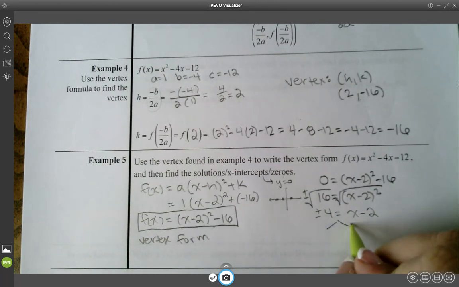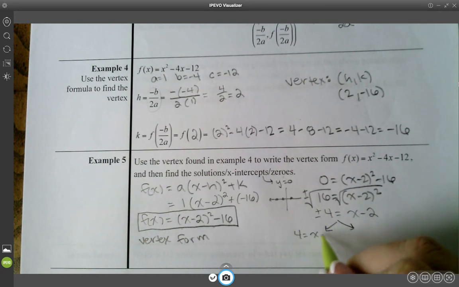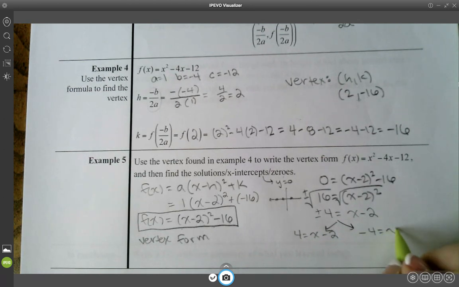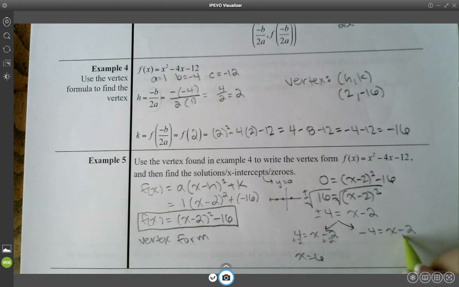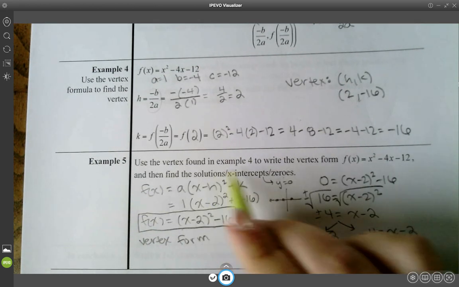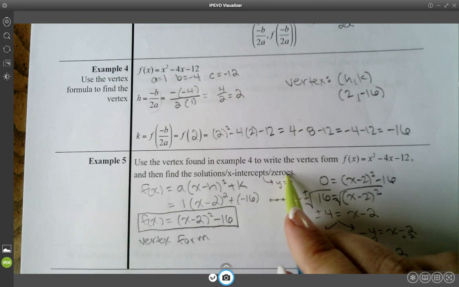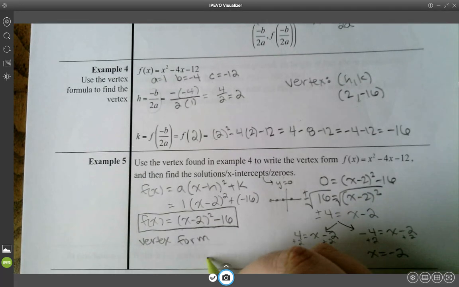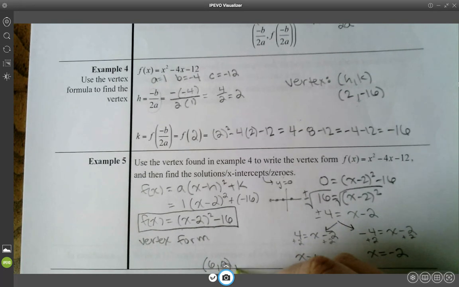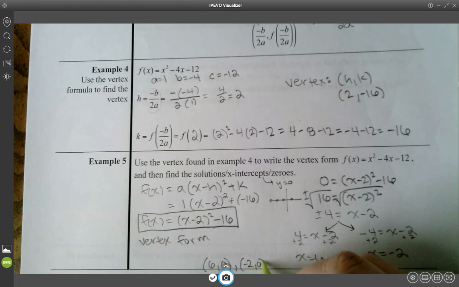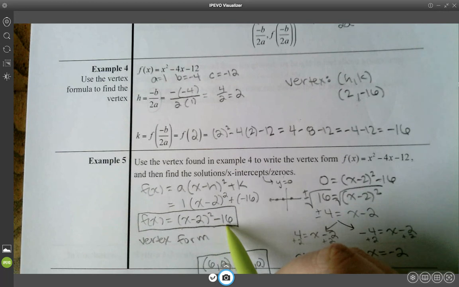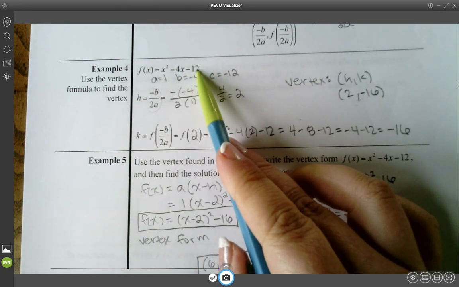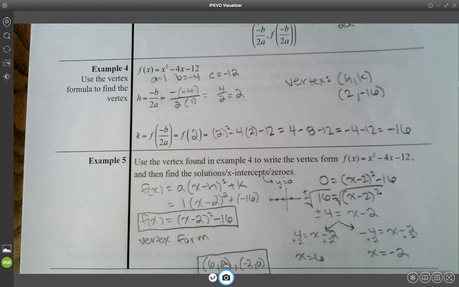This is actually two different equations. We have 4 equals x minus 2 and negative 4 equals x minus 2. Adding 2, x equals 6 and x equals negative 2. And so the solutions, which are also called the x-intercepts, which are also called the zeros, are the points 6, 0, and negative 2, 0. And those 2 points are the solutions to the vertex form and the standard form, which represent the same function.